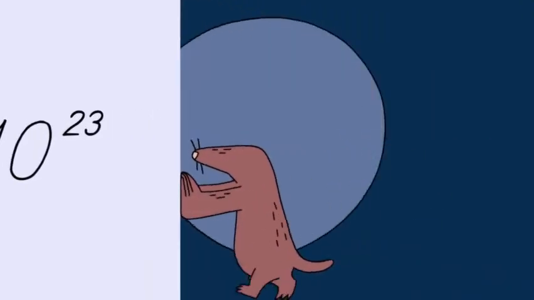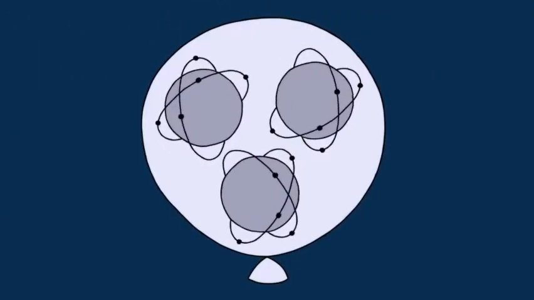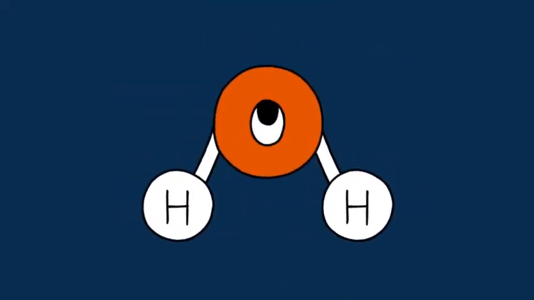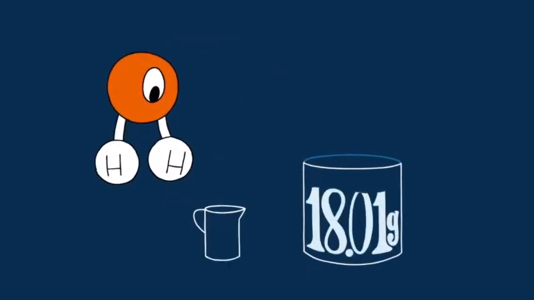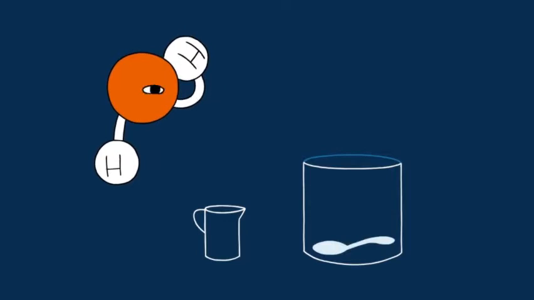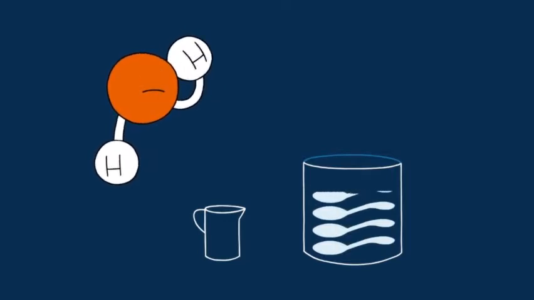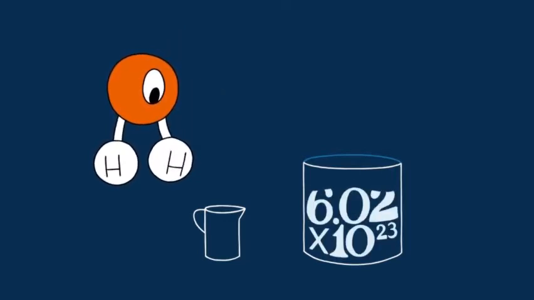This example is a little misleading because gases take up a lot of space due to the high kinetic energy of the gas particles, and it leaves you thinking atoms are bigger than they really are. Instead, think of water molecules. If you pour 18.01 grams of water into a glass, which is 18.01 milliliters, which is like 3.5 teaspoons of water, you'll have 602 sextillion molecules of water.